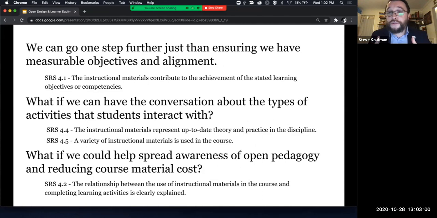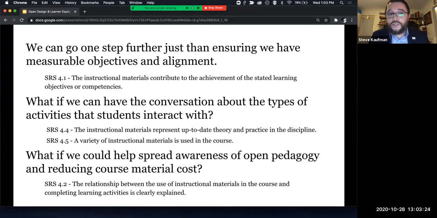We can go one step further than just ensuring we have measurable objectives and alignment. This is directly tied to the rubric with a lot of the things that you find in standard 4, right? In general standard 4. So I'm talking about instructional materials and how we can help achieve those stated objectives with the materials that we're putting in the course. What if we can have a conversation about the types of activities, right? That's a dangerous line for a designer to talk about, but it does talk about representing up-to-date theory, right?